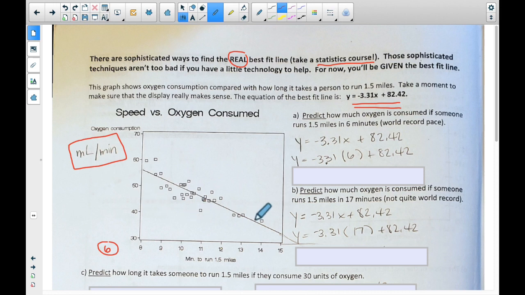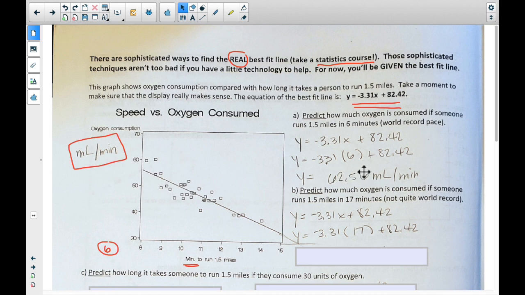So if it's not on the graph, we can use our algebra skills to figure that out. And the 6 minutes, do you see how it's here on the x-axis? The time is on our x-axis. So we can plug in a 6 for our time, for x. So let's do that. I'm going to plug this in. I'm going to put it into my calculator and see what I get. Put that in your calculator and see what you get.